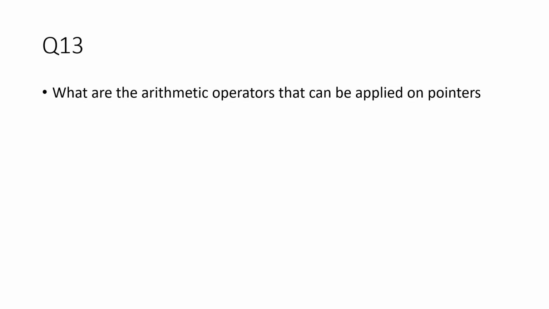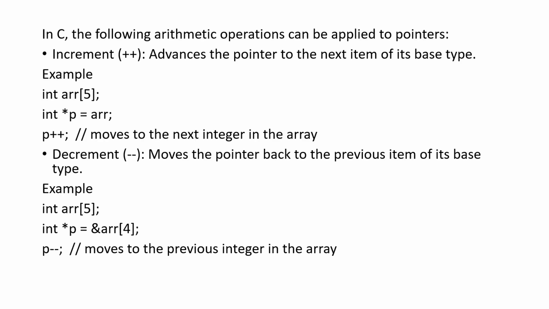What are the arithmetic operators that can be applied on pointers? In C, the following arithmetic operations can be applied to pointers. Increment advances the pointer to the next item of its base type. For example, int arr[5]; int *p = arr; p++ moves to the next integer in the array. Decrement moves the pointer back to the previous item of its base type. For example, int arr[5]; int *p = &arr[4]; that means p now points to the last element in the array. p-- means it moves to the previous integer in the array.